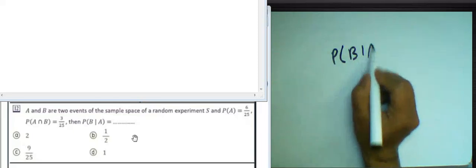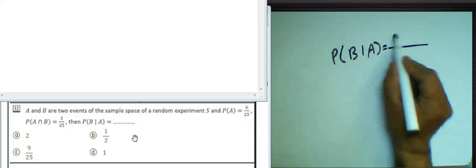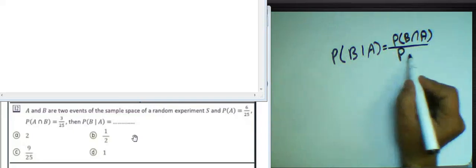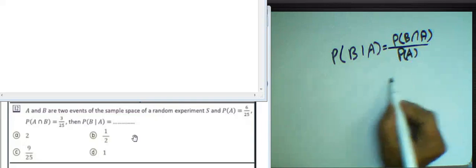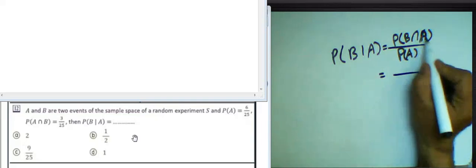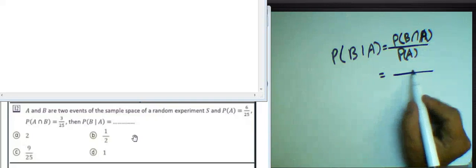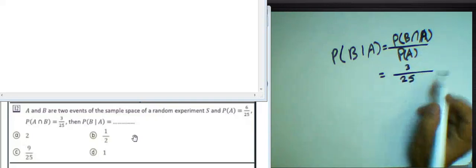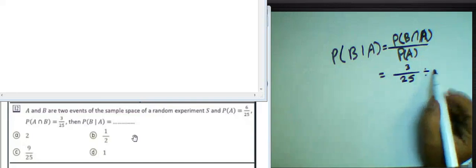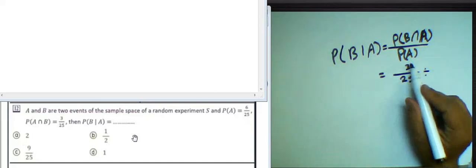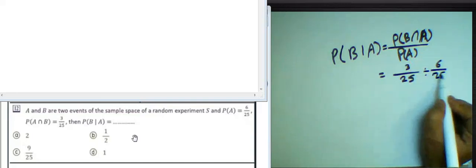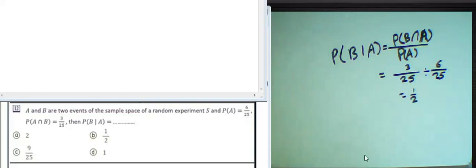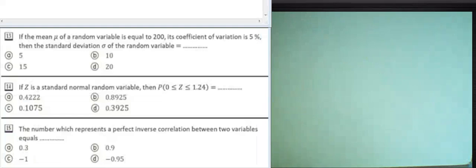The probability of B given A means the probability of the intersection between them over the probability of the second one, the probability of A. Okay, the probability of the intersection gives us the result here: 3 over 25 divided by the probability of A, 6 over 25. The result will be 1 over 2. Choose letter B.